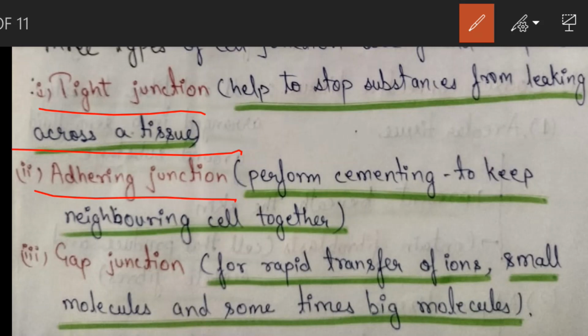Second one is adhering junction. As is clear by the name, it performs cementing to keep neighboring cells together. It adheres the neighboring or adjacent cells. Third one is gap junction. For rapid transfer of ions, small molecules, sometimes big molecules, there are some gaps between the cells and they are known as gap junctions.